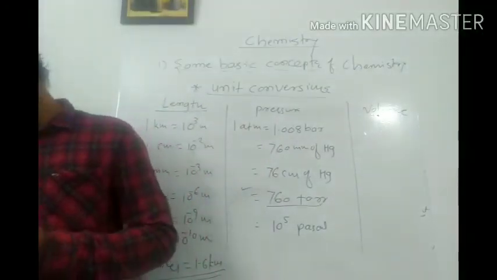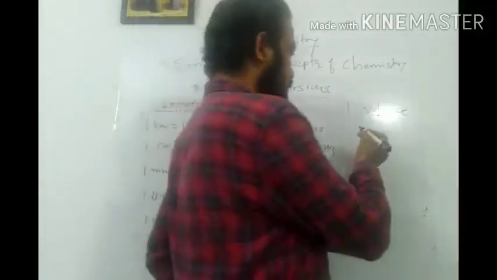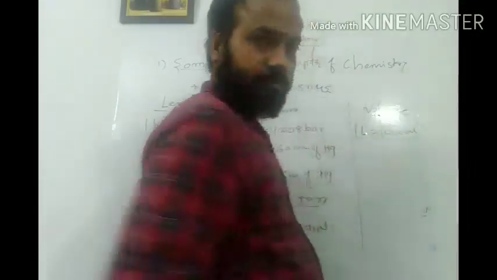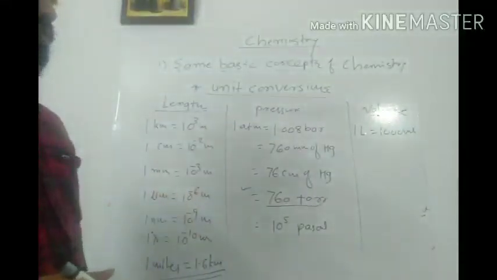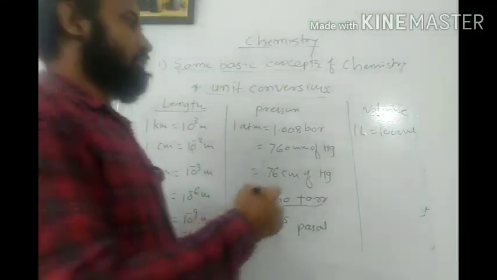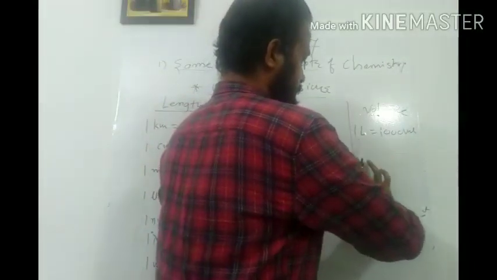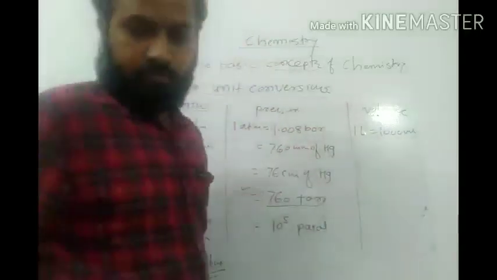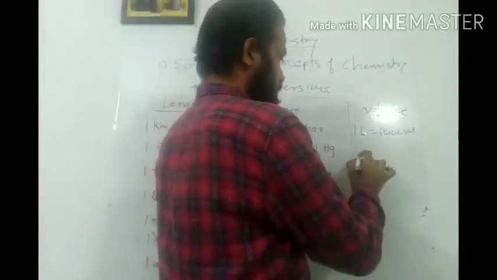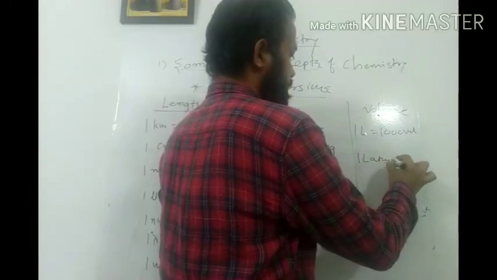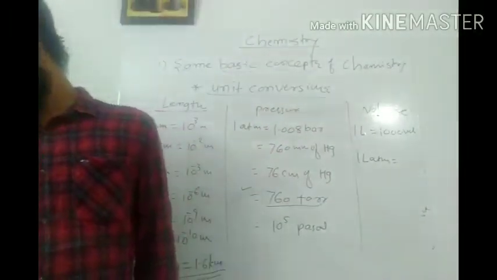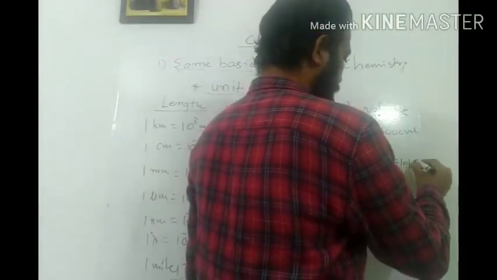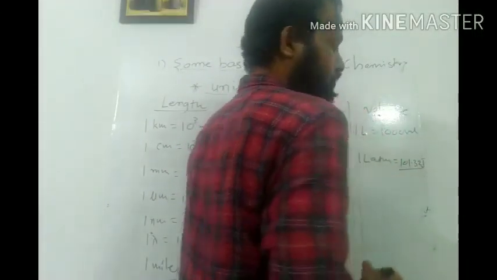Then we will see units of volume. The most common unit is 1 liter equal to 1000 ml, and mostly it is used. Then we can say 1 liter atmosphere, which is equal to 101.32 joules. This is a most important unit.